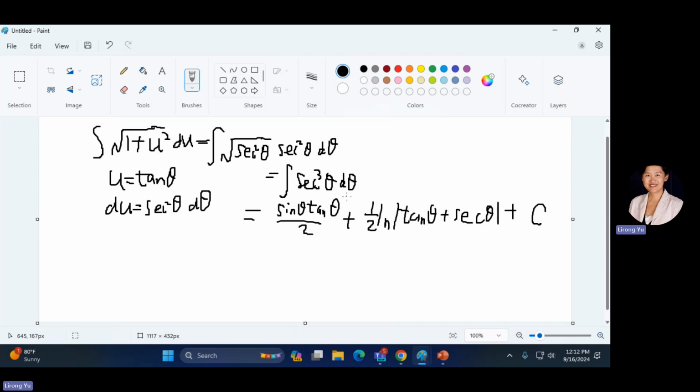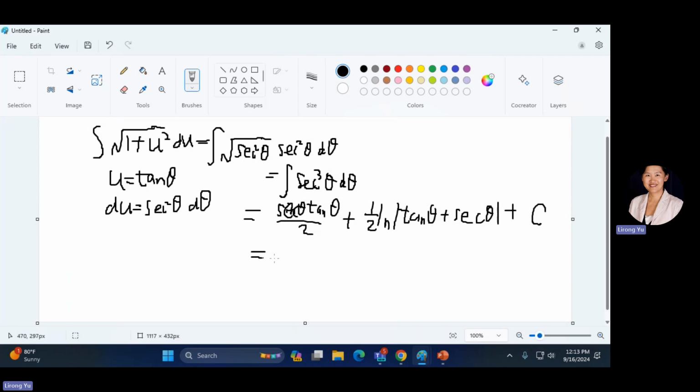Right, we practiced this in 6.2 when we separated secant cubed into secant squared and secant theta, and we did the integration by parts. That's why we have the secant theta tangent theta. Even if you do integration by parts, you end up having a similar term. You have the integral of secant cubed theta on the left and on the right, so you move it to the left. That's why the division by 2. Yes, it's secant theta, thank you.